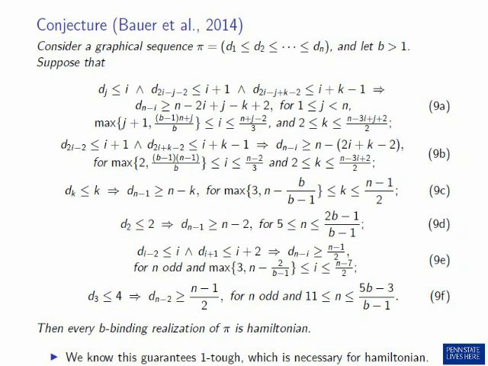We came up with this conjecture. The conjecture is that if the graphical sequence satisfies all of these beautiful, very easy to digest conditions, then every b binding realization, every realization with binding number at least b, will be Hamiltonian. We checked it, and when b is 3/2, these are all vacuous, because 3/2 should guarantee Hamiltonicity for the binding number. We were able to prove that it guarantees 1/2, which is necessary for Hamiltonicity, but we weren't able to get far enough.